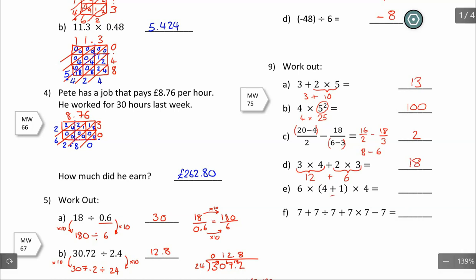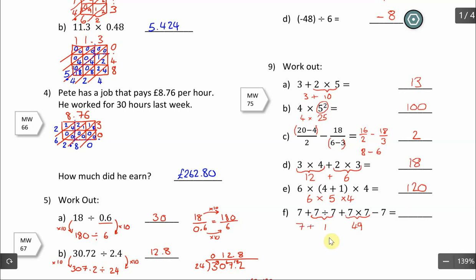On E, we're going to do the brackets first. And then the multiplications just drop down. We can just do this from left to right. So 6 times 5 is 30, times 4 is 120. And this bottom one, it's a lot of 7s. We're going to do the division first. 7 divided by 7 would give us 1. Then we've got a multiplication over here. That would give us 49.